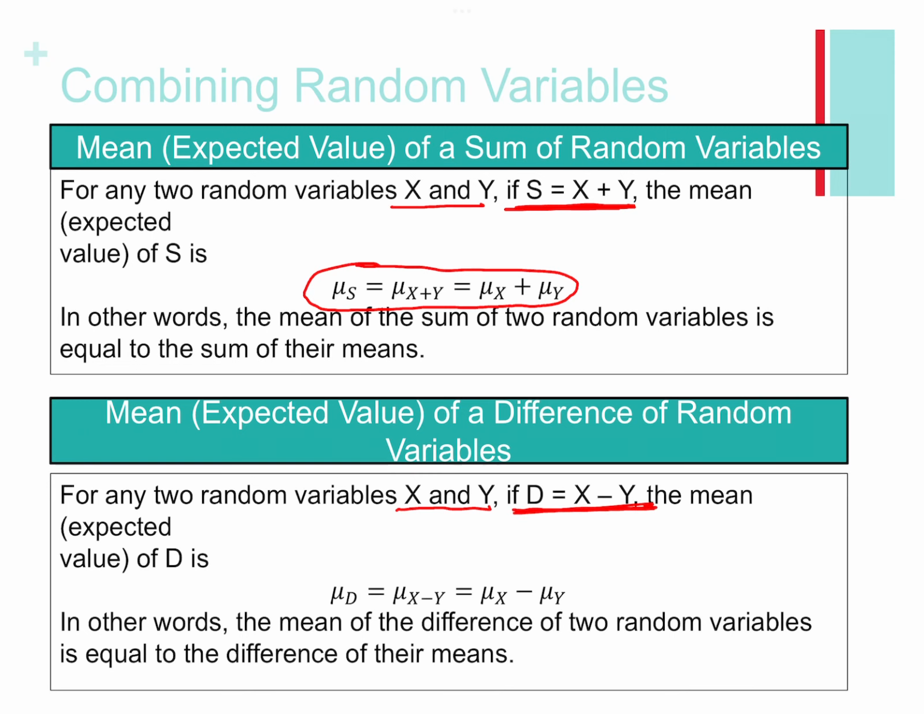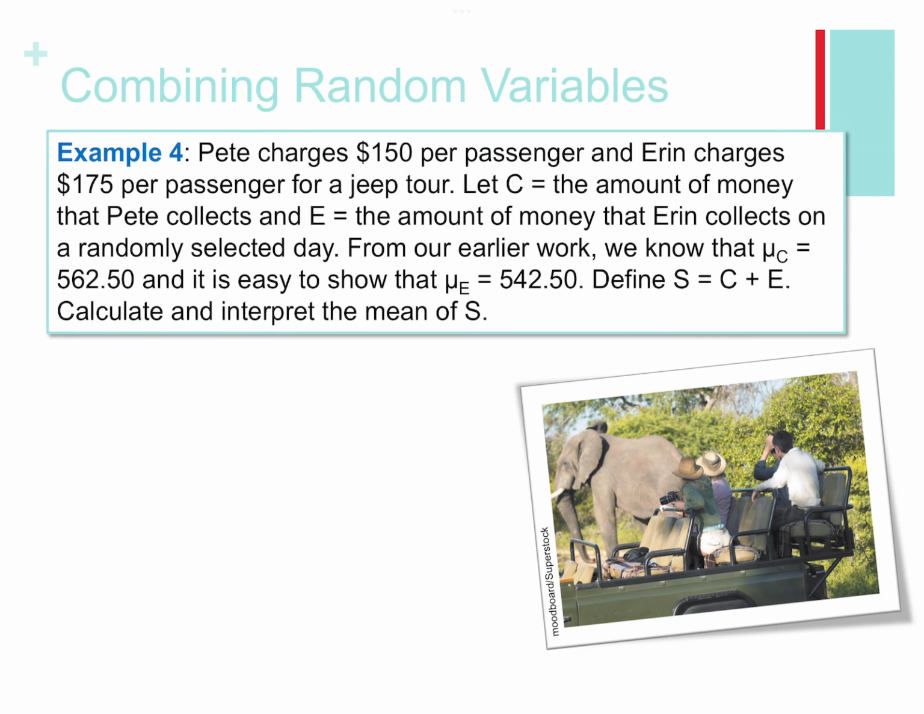So D is X minus Y. So if I'm subtracting them to get the mean of my new random variable, I subtract my means. Make sure that you are subtracting in the correct order. If it's X minus Y, it's the mean of X minus the mean of Y. If they flip the order, you have to flip the order when you are subtracting them. So let's take a look at an example here.